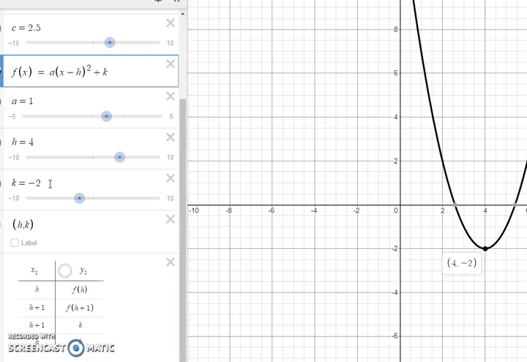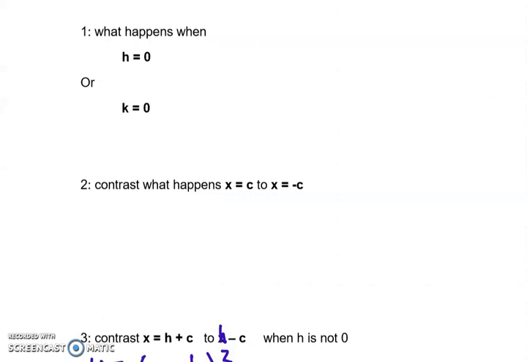The first thing we want to do is think about why we get this nice symmetric shape around the vertex. Let's answer that question by setting h and k to 0, and that will make it simpler for us to see what's going on. If h and k are 0 and a is 1, we just have this nice simple form y equals x squared, or f of x equals x squared.